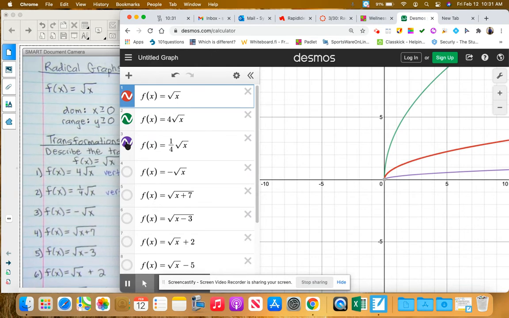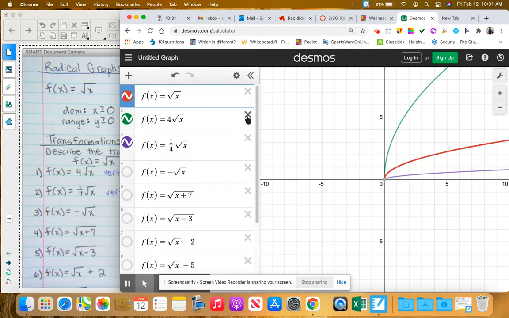So the take-home point here is that if you have a number on the outside, if that number is bigger than 1, it's a vertical stretch. The number on the outside, if it's between 0 and 1, it's a vertical shrink. So that's the take-home point for this section right here. Number in the front bigger than 1 is going to be a vertical stretch. Number between 0 and 1 is going to be a vertical shrink.